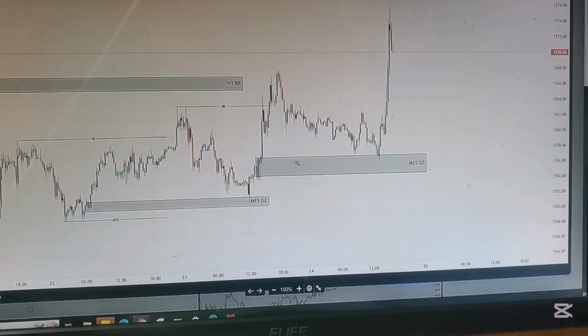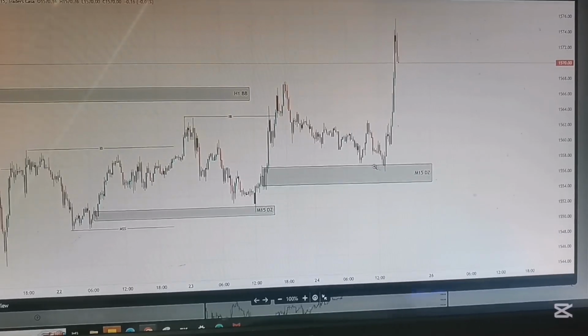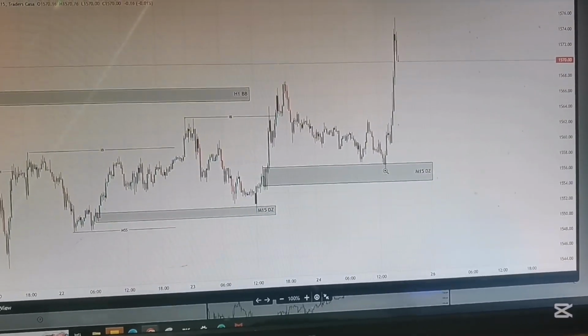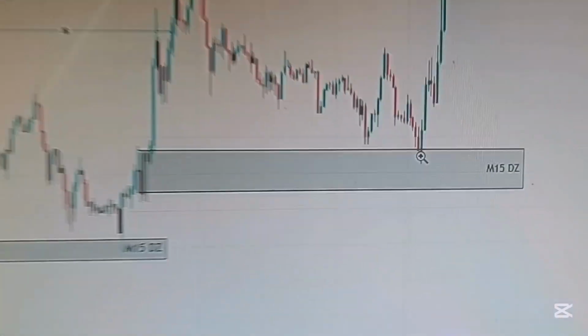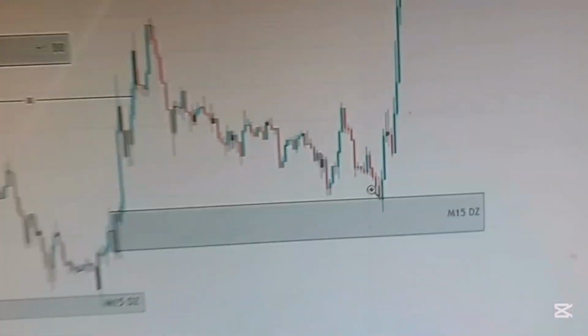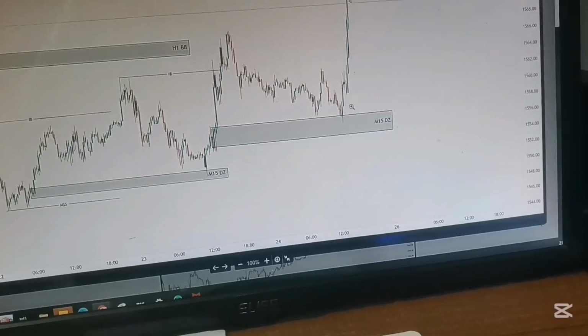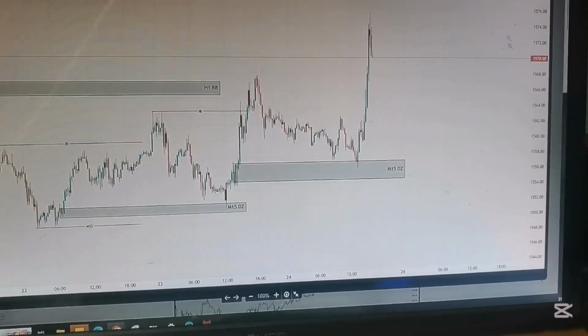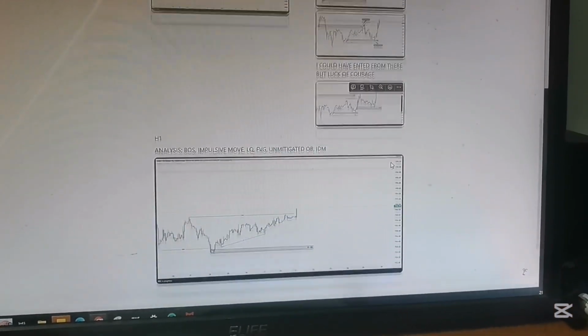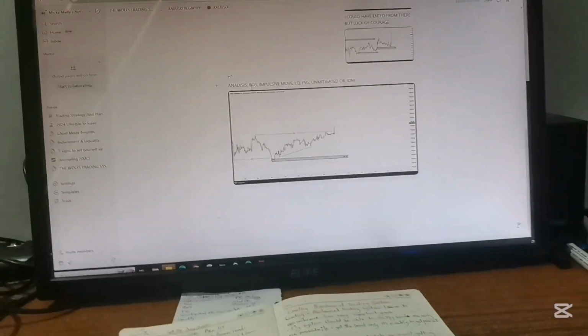You can see I marked my zone, price came back and tapped into my 15-minute demand zone. Inside my 15 minutes, you can see this is a rejection, a pin bar rejection. I could have entered from right there, then target the high or 1:3, but lack of courage, I didn't take it. So analysis, this is the real move.